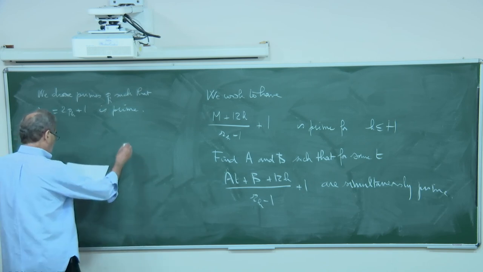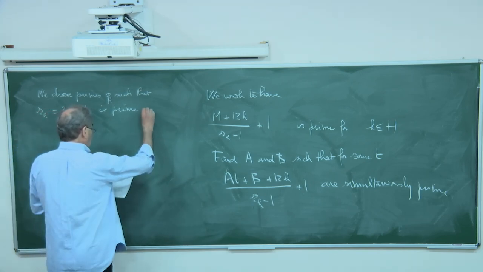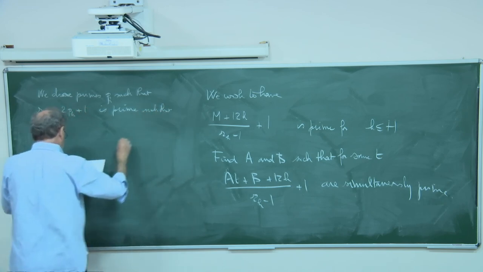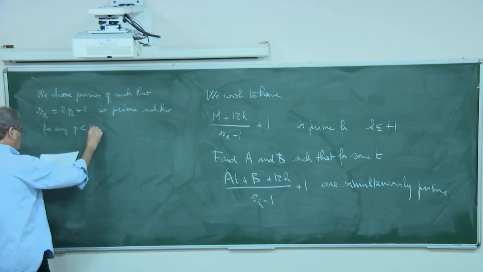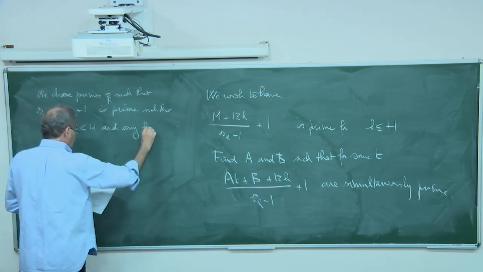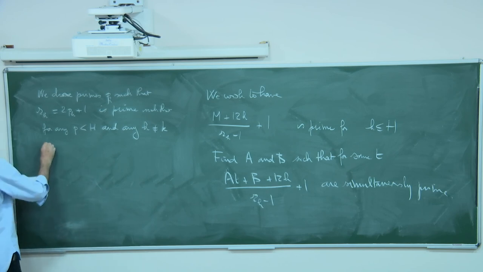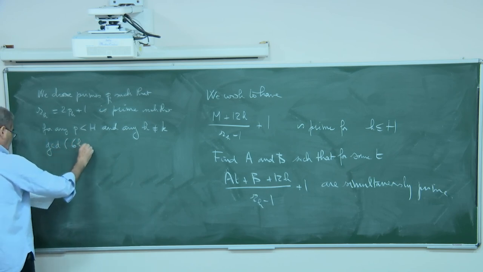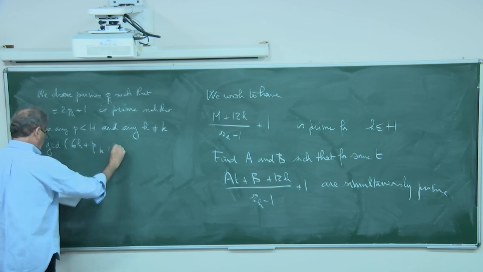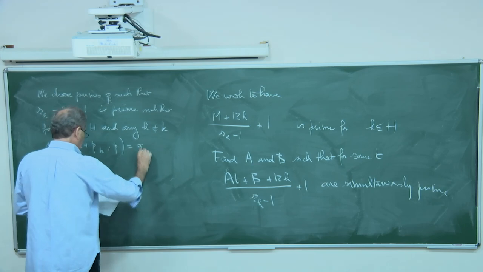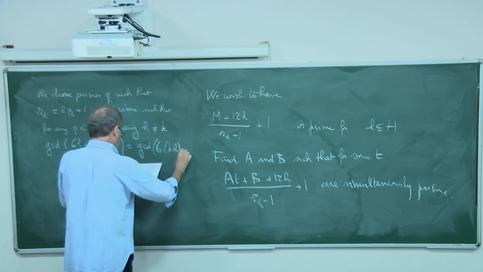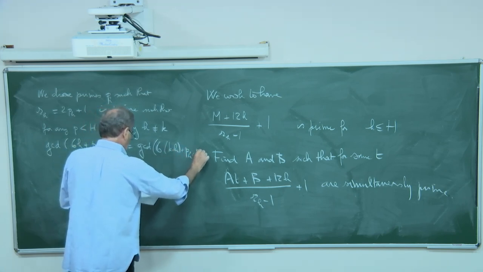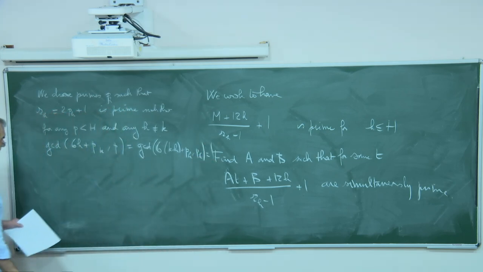So now when you have this, now what we want also is a prime, and we want such that for any p less than h and any h different from k, the GCD of 6h plus pk, p is 1, and the GCD of k minus h plus pk ph is equal to 1. This is just a technical thing, you will see why it is good. Okay. At some point I will say this is the good thing so that it works.